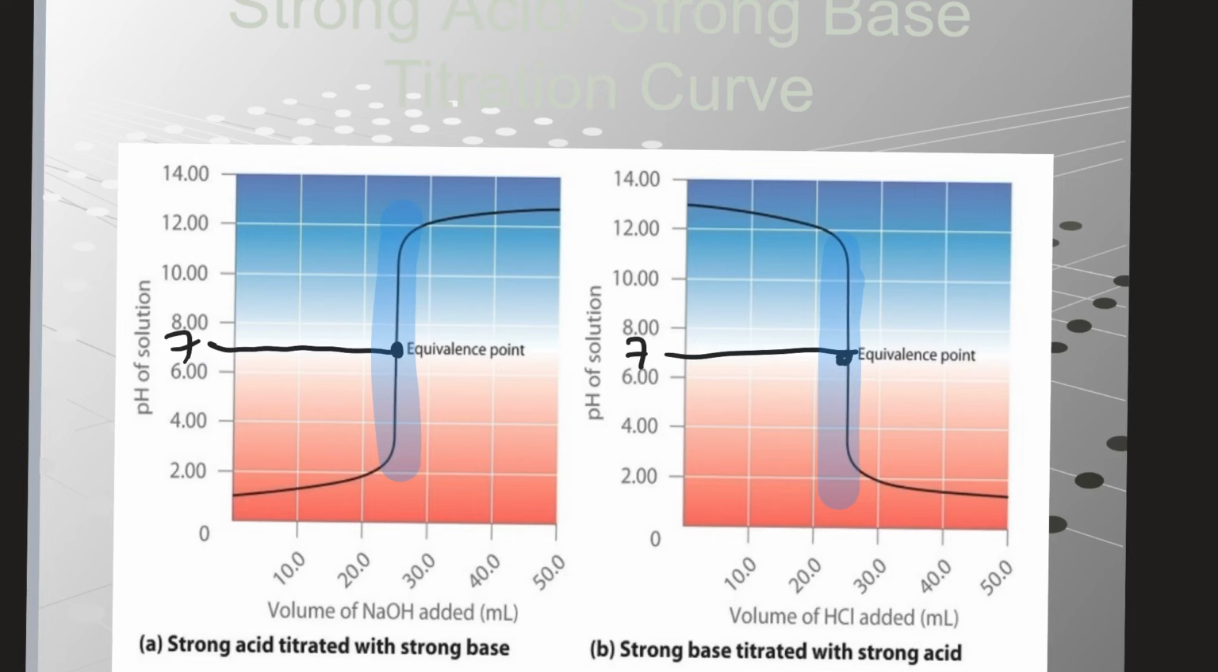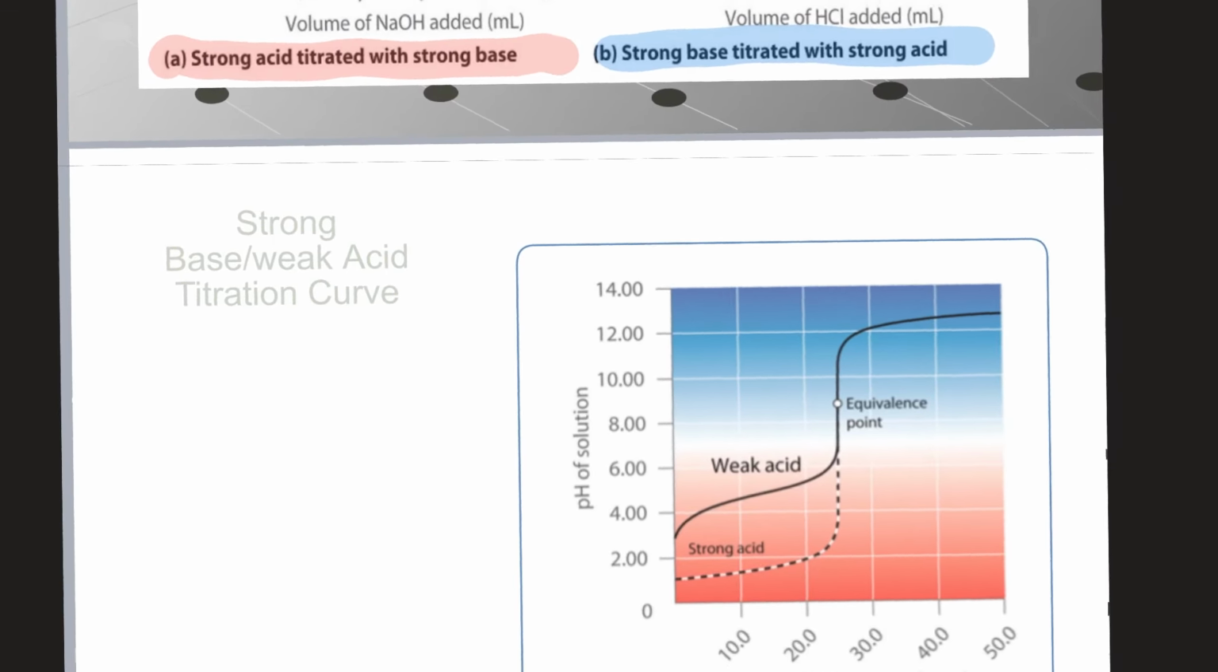Now, as I said, it depends on which direction. For the one on the left, the strong acid is titrated with the strong base. So the strong acid is your analyte, your strong base was the titrant, and you added the base to the acid. While on this side, it's a strong base titrated with a strong acid. The analyte is a strong base, and you added a strong acid to it, so that's why you see a drop of pH. I'm trying to make sure I'm not confusing myself here.